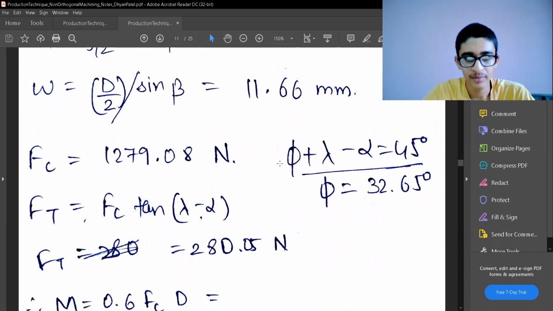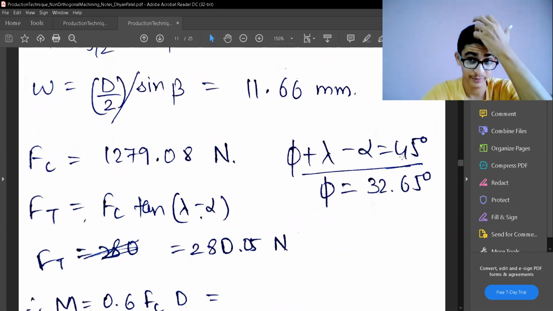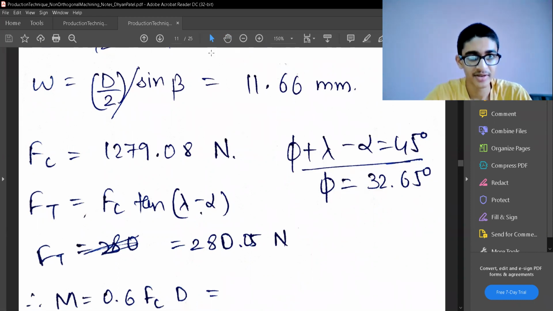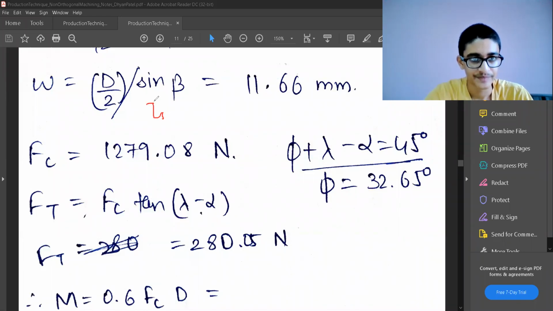And I have estimated the phi value by Lee and Shaffer's theory. Phi plus lambda minus alpha is 45 degrees, and I'm getting phi as 32.65. So the cutting force can be estimated using that equation where we had tau s, the shear strength, into area into the trigonometric functions, in the numerator and also the denominator. Using that, I'm getting the FC value. Then using the trigonometric relation and the Merchant circle, I'm getting Ft is equal to FC tan of lambda minus alpha, and that value is 280.05 Newton.